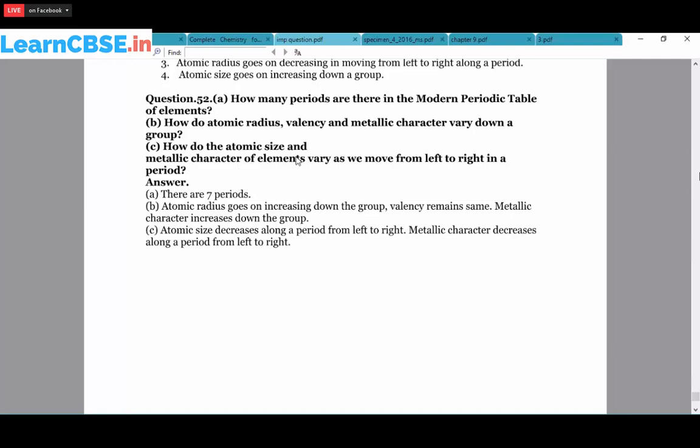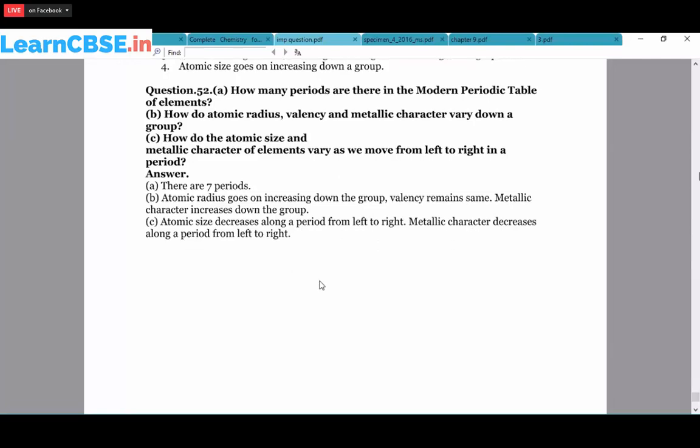How do the atomic size and the metallic character of the elements vary as we move from left to right in the period? Atomic size decreases along the period from left to right and the metallic character decreases along the period from left to right.